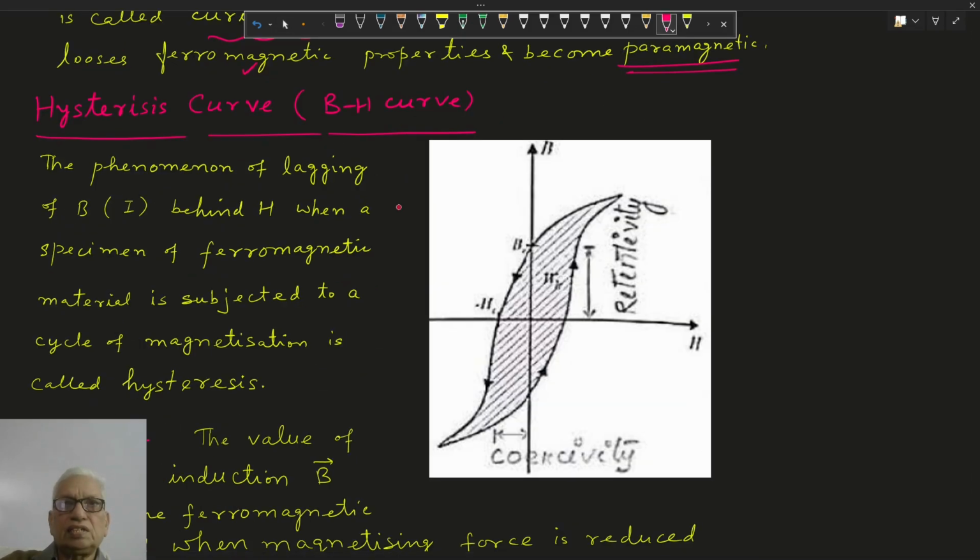Now discussing the hysteresis curve, or sometimes it's called the BH curve. It is the curve between B and H. The phenomenon of lagging of magnetic field or intensity of magnetization behind H when a specimen of ferromagnetic material is placed in an external magnetic field, and there is a cycle of change. Suppose due to the external magnetic field it is magnetized. If we reduce H, B also decreases, but even after making H zero, B does not become zero.